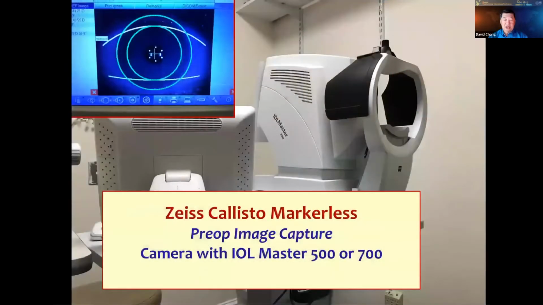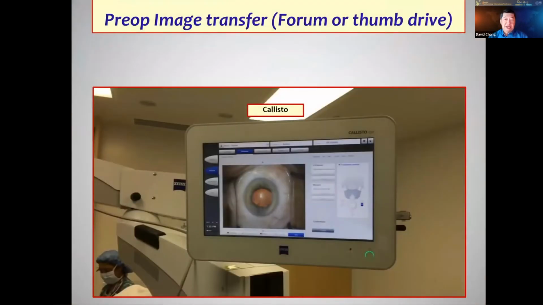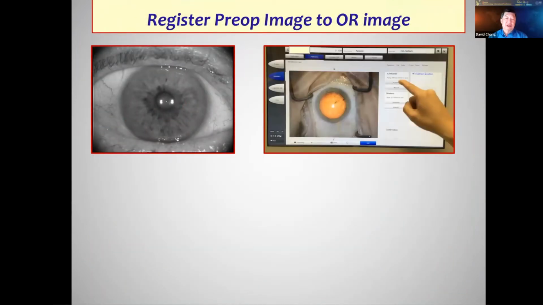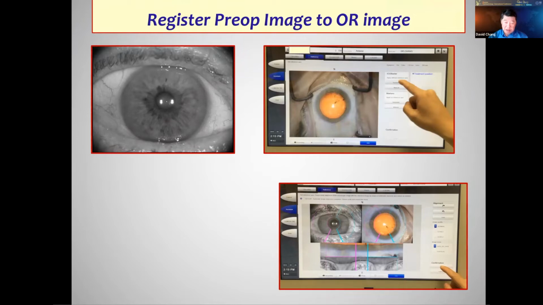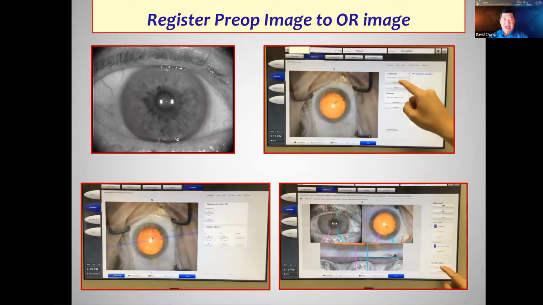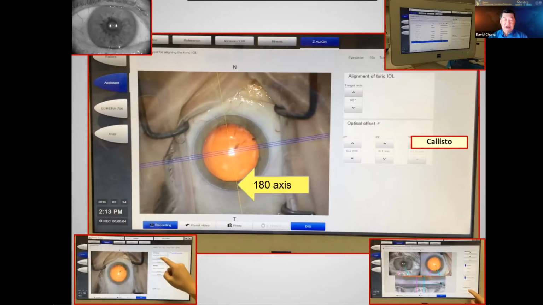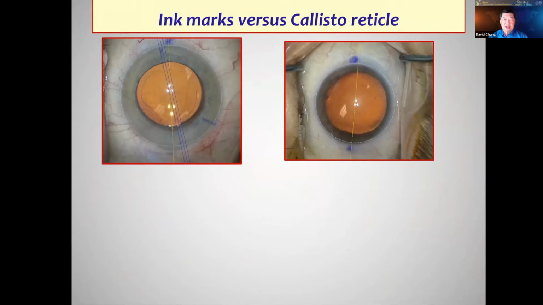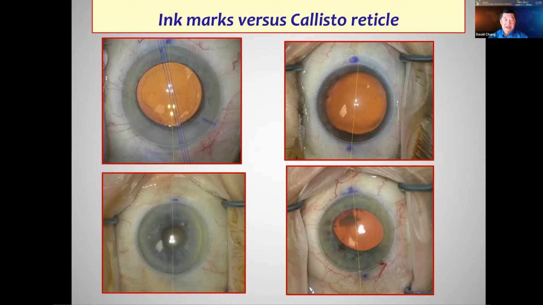Varion is one system. We use the Zeiss Callisto, where we import a black and white image of the limbal vessels into this computer called Callisto on the microscope, and it registers the limbal vessels nasally and temporally, and then displays the actual alignment. So the yellow line is the 180 axis, and then in this case I requested 90 degrees for the toric IOL axis. You can see that when you do ink marks and then do the Callisto, that often there is up to 5 degree misalignment due to the inaccuracy and imprecision of the ink marks.